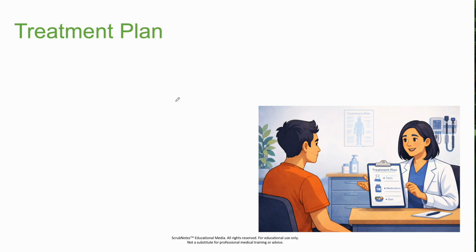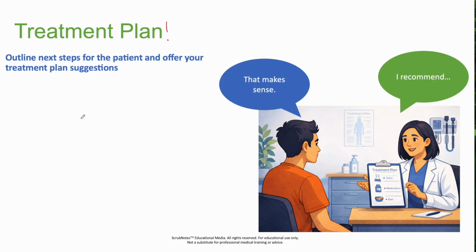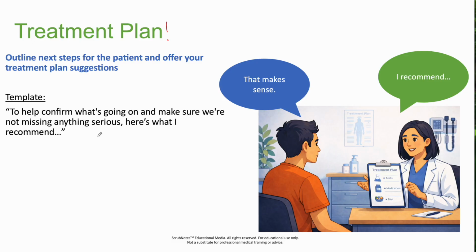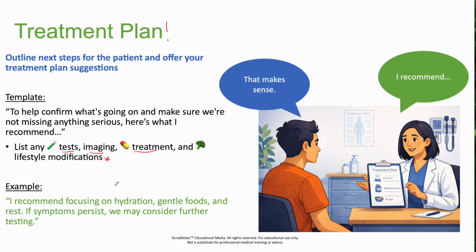Okay, we finally arrived at the treatment plan delivery step. Here's the template I like to use. To help confirm what's going on, Juan, and make sure we're not missing anything serious, here's what I could recommend. And then you can list the different tests, treatments, and lifestyle recommendations you have. For example, I recommend focusing on hydration, gentle foods, and rest. If symptoms persist, we may consider further testing.